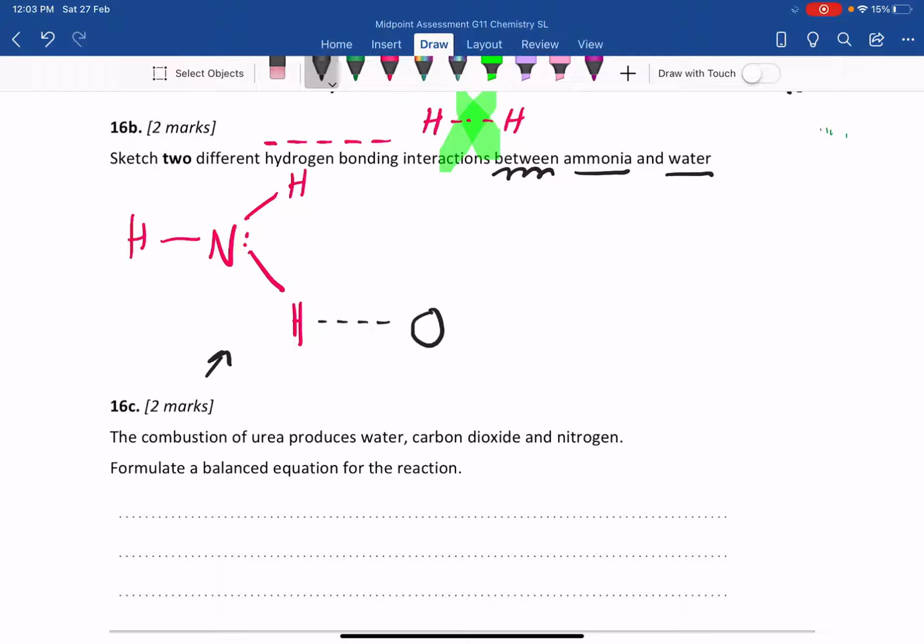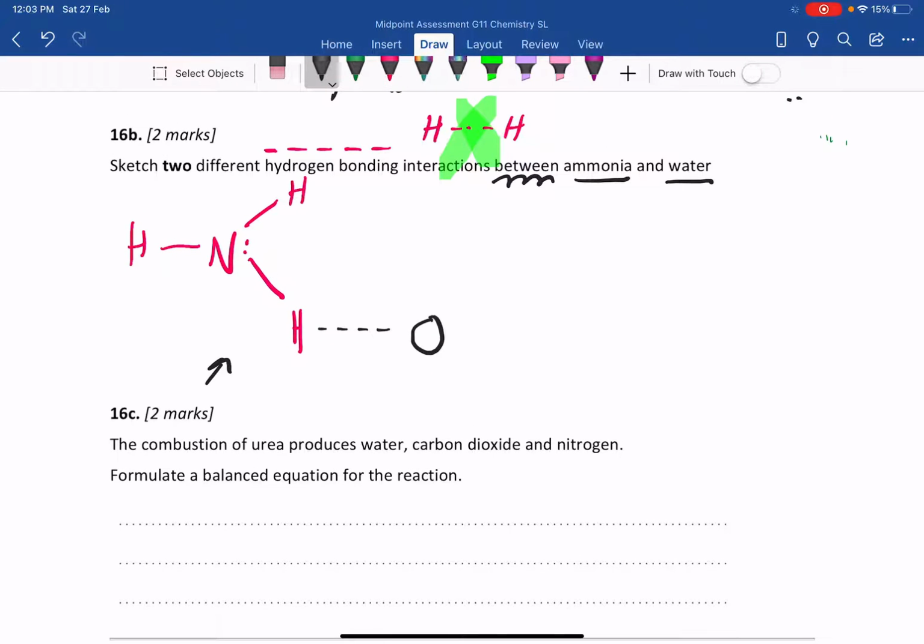So then from there, once I've joined it to my oxygen, I'd put in my lone pairs of electrons, and then I'd add in my hydrogens to finish off my water. And then I'd add in my dipoles because sometimes they are compulsory for the marks and sometimes they're not. So delta minus, delta plus, delta plus, delta minus, delta plus, delta plus, delta plus.